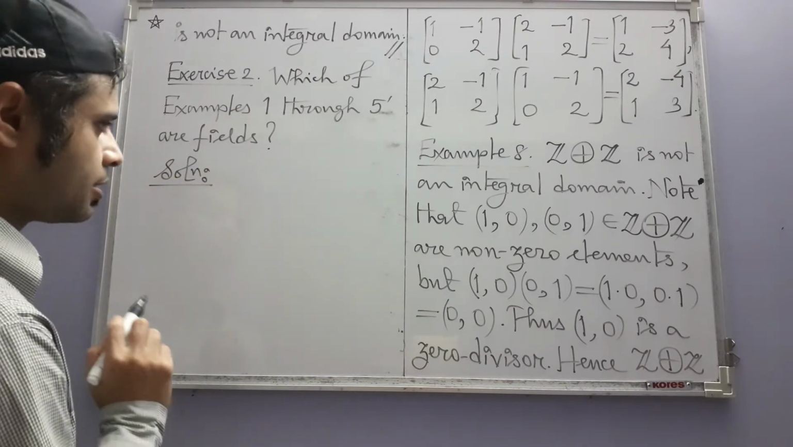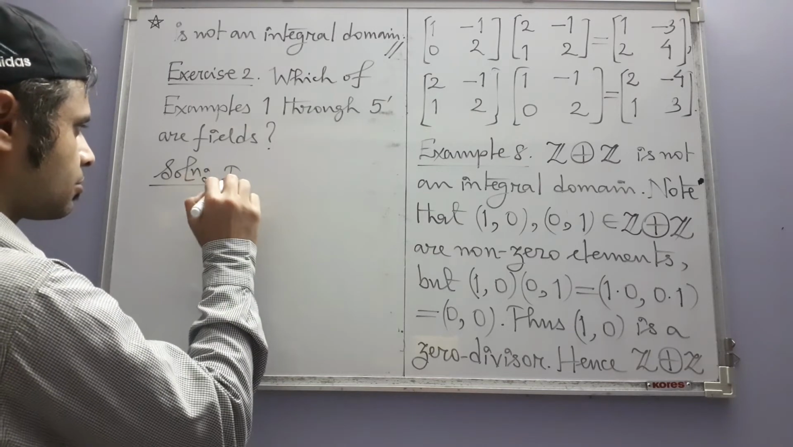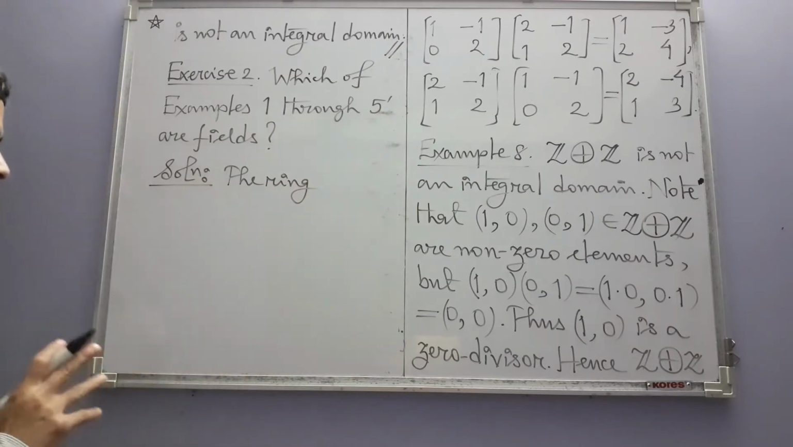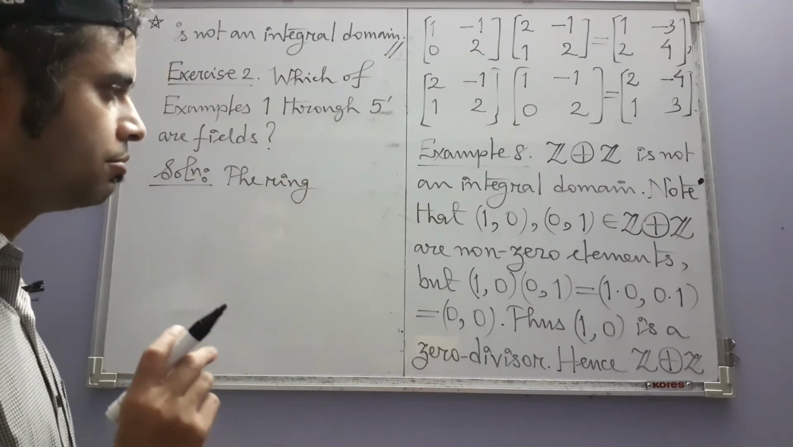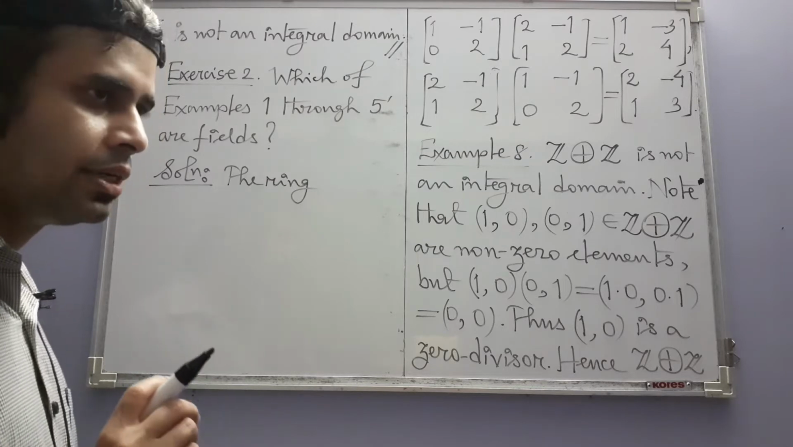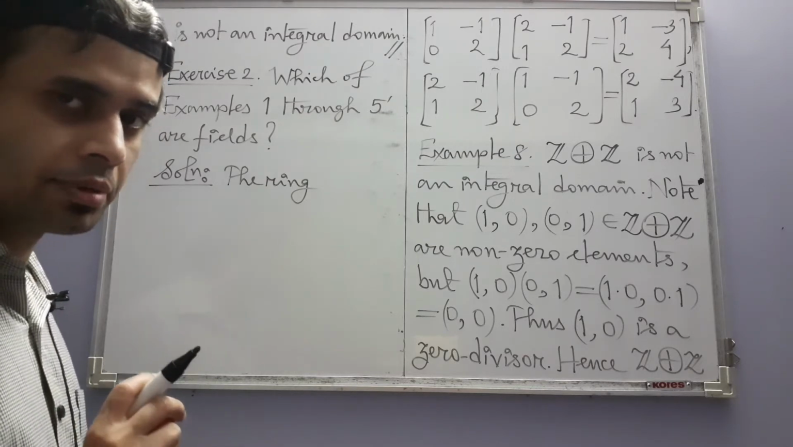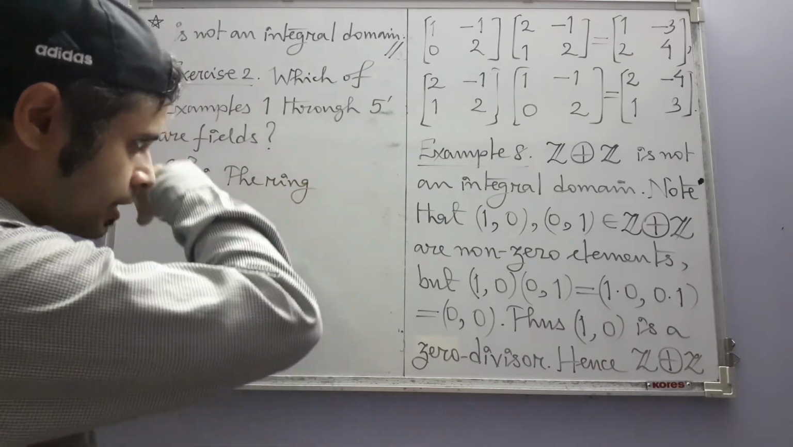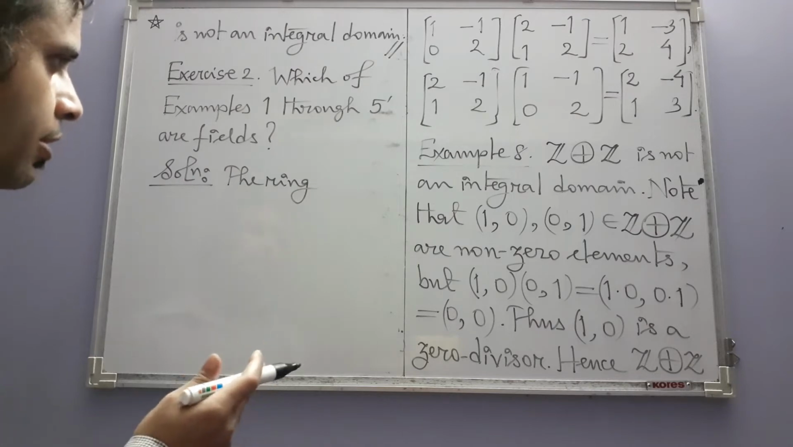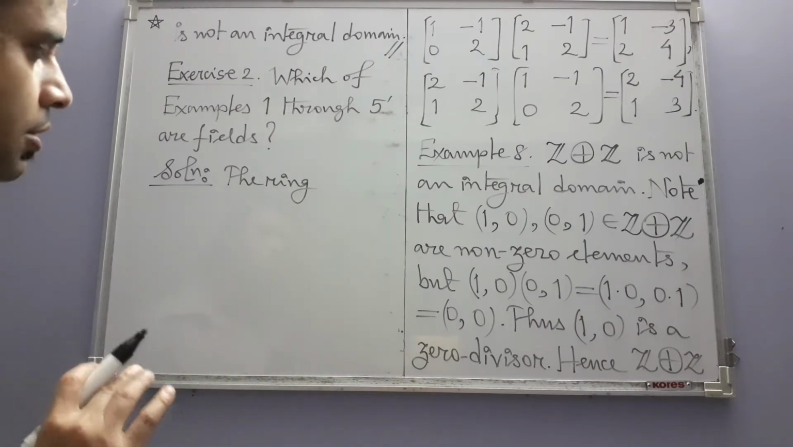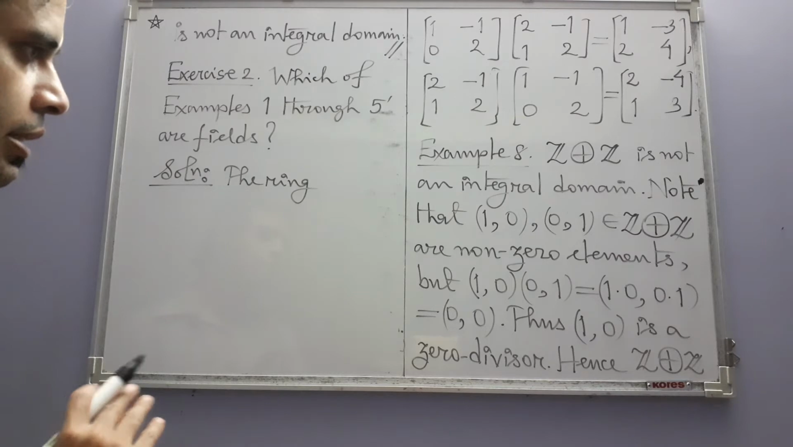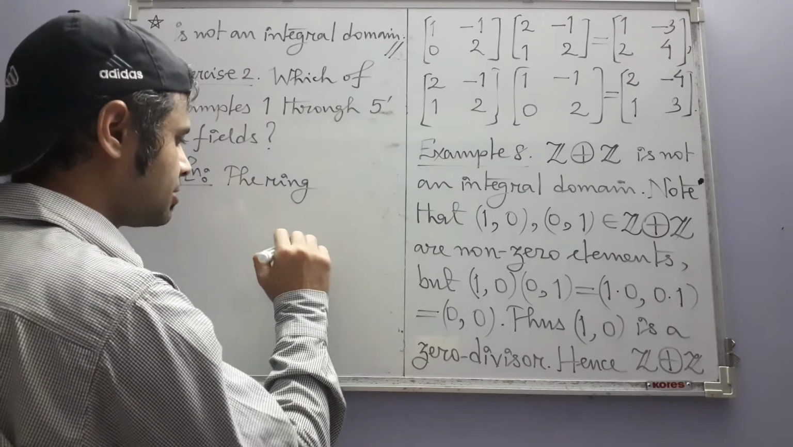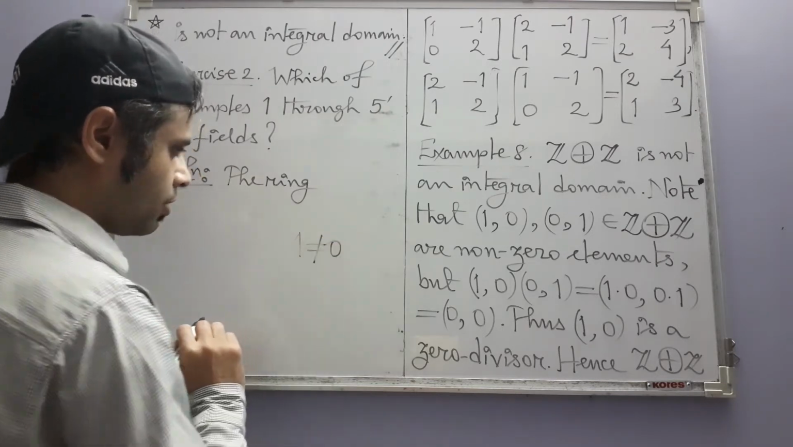The first one was the ring of integers. A field, let us recall, is a commutative ring with unity in which every non-zero element has a multiplicative inverse. And of course, the unity is not equal to the zero element, which however is the case in this book. In Herstein's book, unity can be zero element, but here that is not the case. 1 is always different from 0 for us.